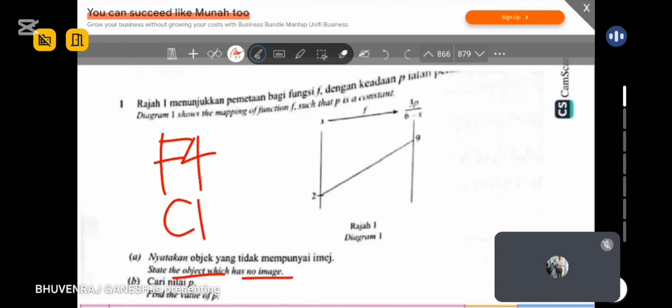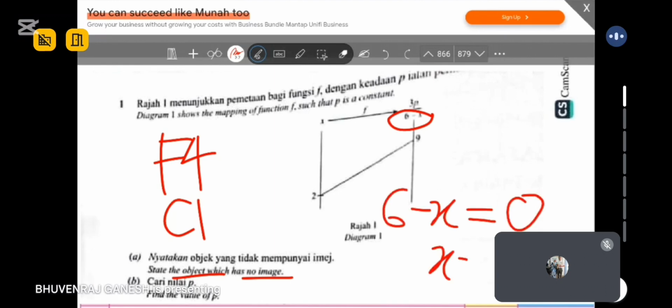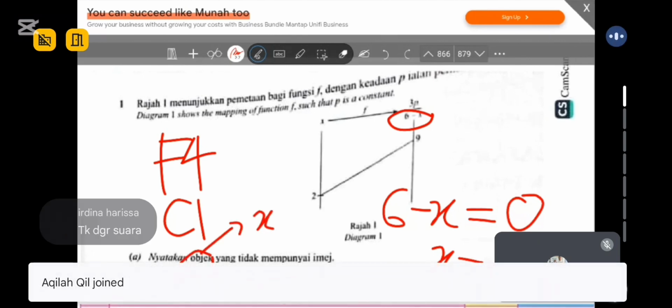So how do we do this, guys? Macam mana kita nak selesaikan soalan yang ni? Soalan A. They ask you to state the object which has no image. Correct, guys. Kamu kena buat satu anggapan, guys. You must do an assumption. The bottom 6 minus x equal to 0. So x is equal to 6. Object is x. Am I right, guys? Bila kamu nampak perkataan objek, soalan tengah tanya, cari nilai x. Find your x value.